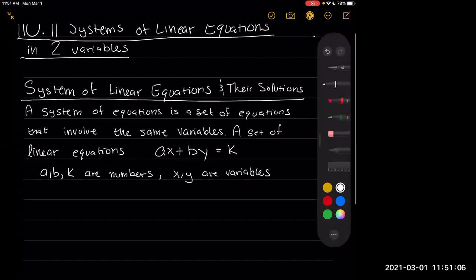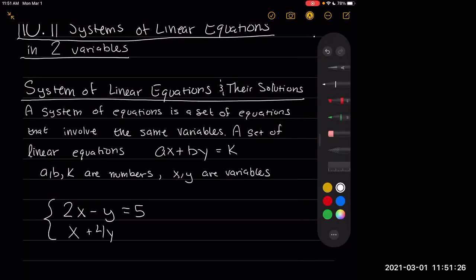Okay, so for example, we can have something like this. These curly brackets are often used to define a set, so I'll be drawing these a lot. So it's a set of equations. We have 2x minus y equals 5 and x plus 4y equals 7. You see we have these linear equations because there's just an x and a y. They're not multiplied together. They're not squared. They're just nice lines. And then we can call this one equation 1 and the second one equation 2.